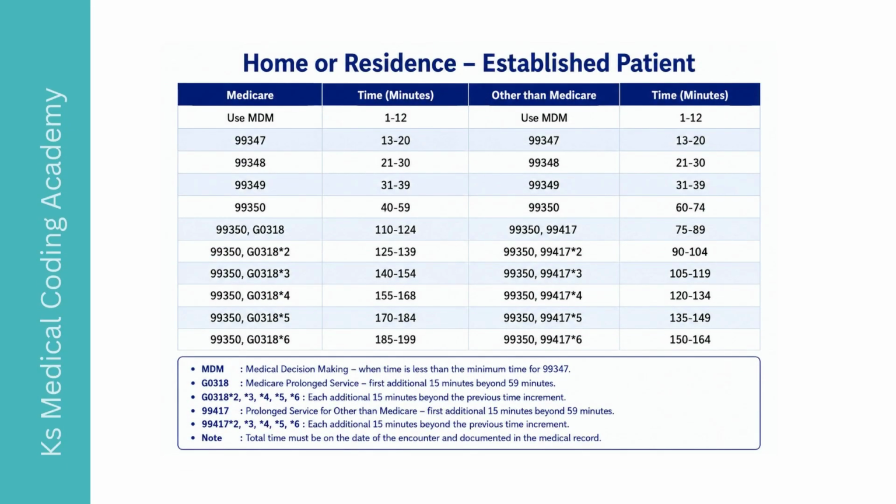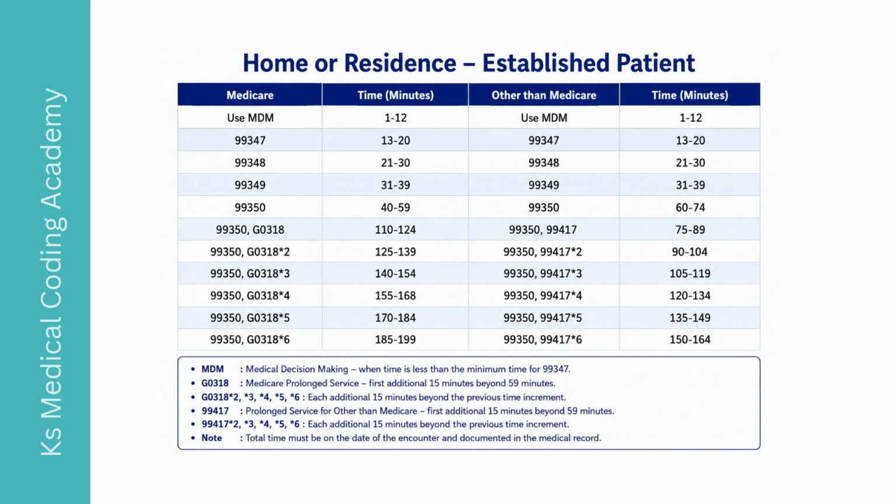In this slide, we'll review time-based coding for home or residence established patient EM services. When the total physician or qualified healthcare professional time is below the minimum required time, select the EM level based on medical decision-making, or MDM. For Medicare, report CPT codes 99347 through 99350 according to the total time spent on the date of the encounter.